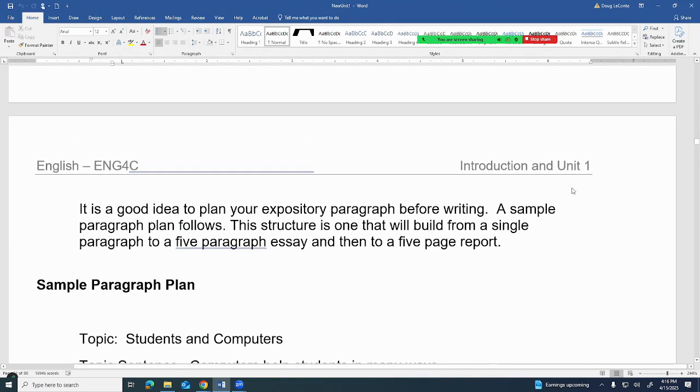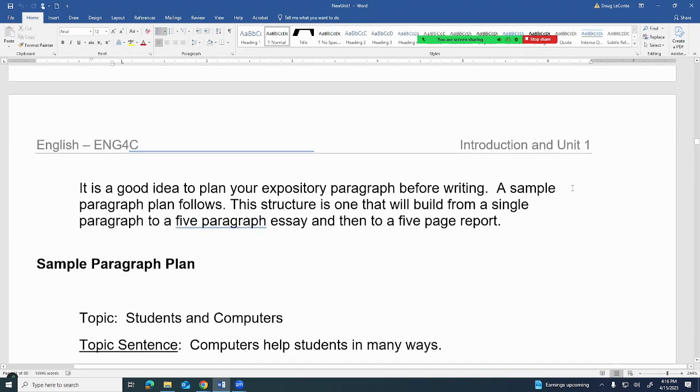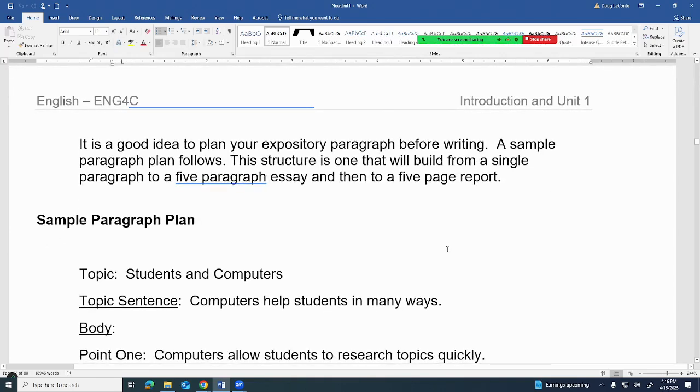On to page 70, it's a good idea to plan your expository paragraph before writing. A sample paragraph plan follows. The structure is one that will be built from a single paragraph to a 5 paragraph essay and then to a 5 page report.